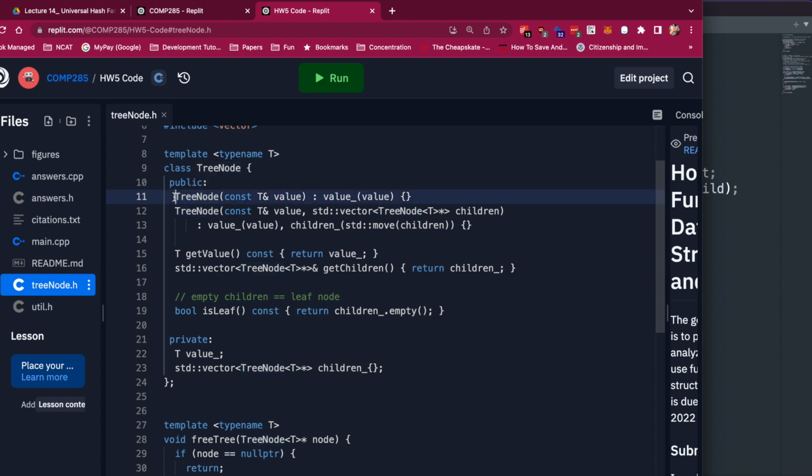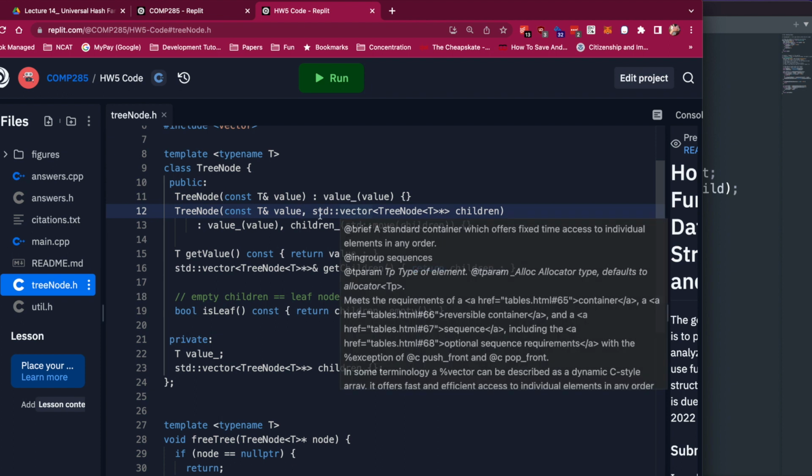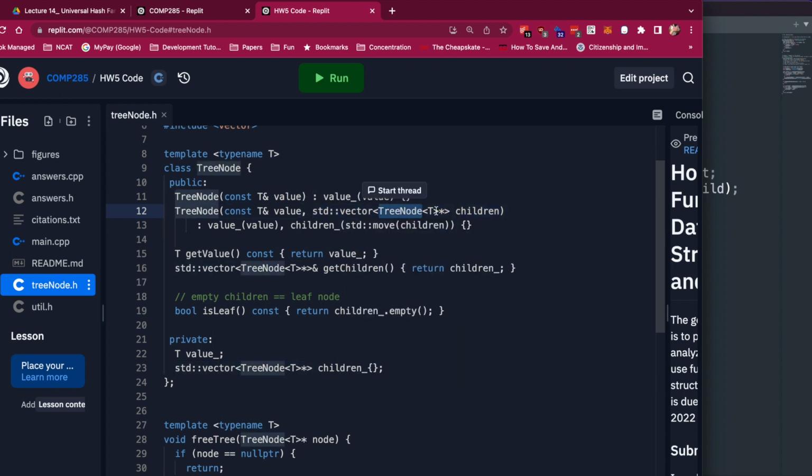Here's the constructor for the tree node. It can either take in a value and just set its value. This property value is private. It sets it equal to the value you give it. Or it can take a value and a vector of pointers to other tree nodes who are the children, right? So this is the children here. Instead of having just a left pointer and a right pointer, we're actually going to have a vector of pointers to other tree nodes, all right? And again, this is private, so you can't access it directly, but get value will return to you the value, and get children will return to you this vector of pointers.